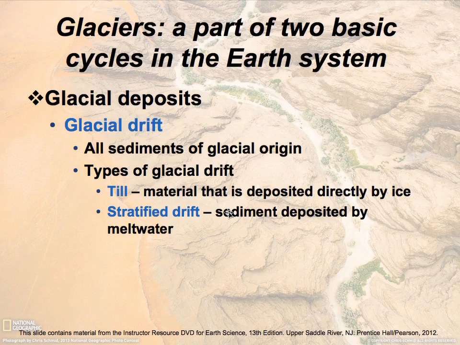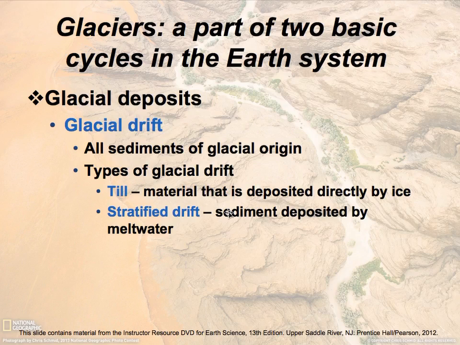Now, glaciers are not only agents of erosion, but also agents of deposition. Sediments that are deposited through glacial transport are very characteristic, often very recognizable. Typically, the main type of glacial sedimentation is called glacial drift, and it can be divided into two subforms: till and stratified drift.